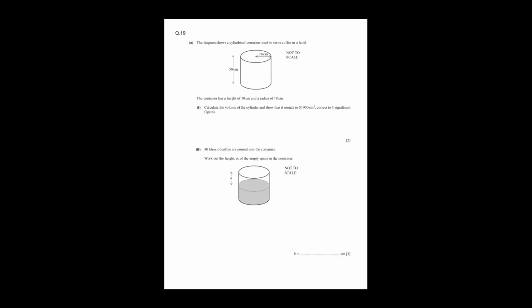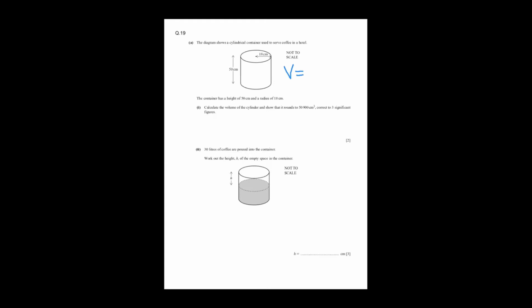The container has a height of 50 centimeters and a radius of 18 centimeters. Calculate the volume of the cylinder and show that it rounds to 50,900 centimeters cubed, correct to 3 significant figures. Okay, so what is our equation?